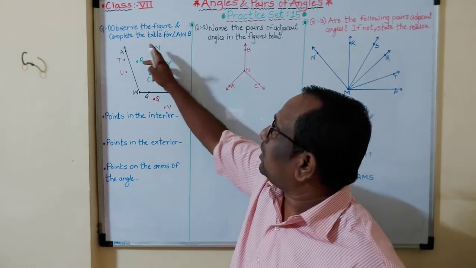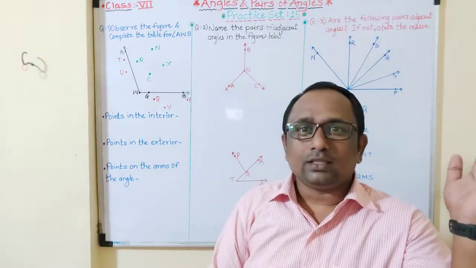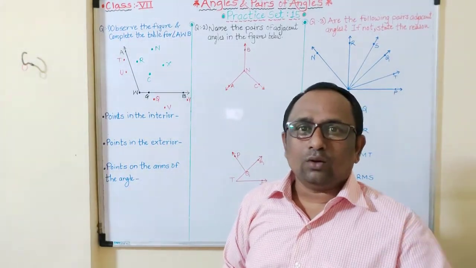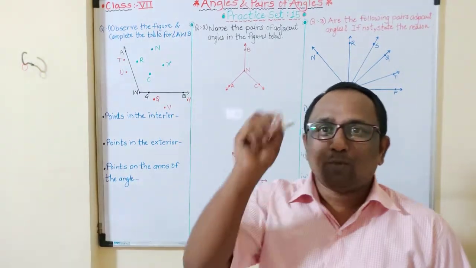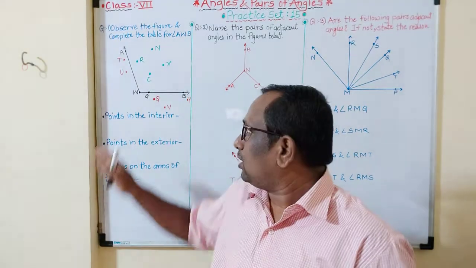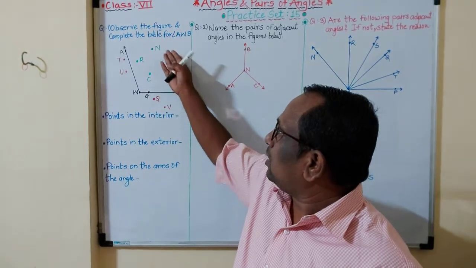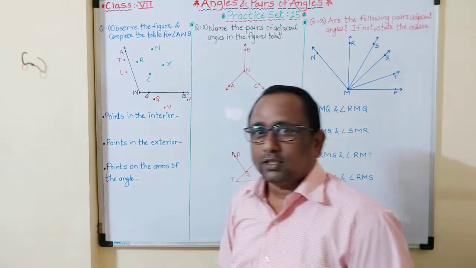Observe the figure and complete the table. Points in the interior means inside the angle, simple way. Exterior means outside the angle, and points on the arms of the angle means the points which are on the arms of the angle. So that you have to write now. I told all here, and I also gave the color code. You can solve this very easily.